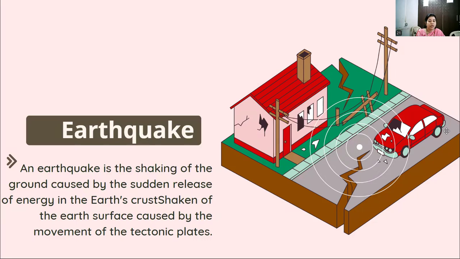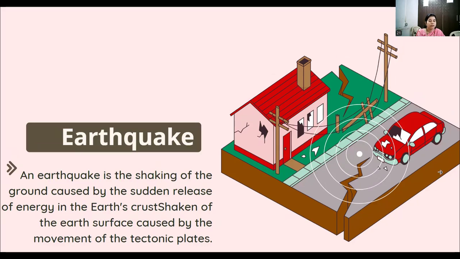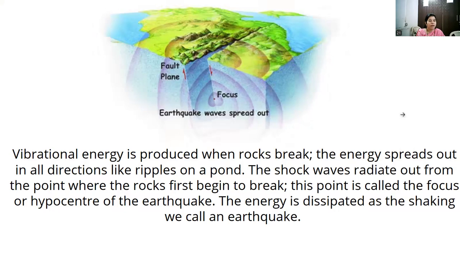Now the next natural disaster is the earthquake. Here one picture shows how the earth has been torn where the car is coming. So what is an earthquake? An earthquake is the shaking of the ground caused by the sudden release of energy in the earth's crust, through the movement of different tectonic plates. The vibrational energy produced when the rocks break spreads out in all directions like ripples on a pond. The shock waves radiate out from the point where the rocks first begin to break; this point is called the focus or epicenter of the earthquake. This energy is dissipated as shaking, and we call this an earthquake.